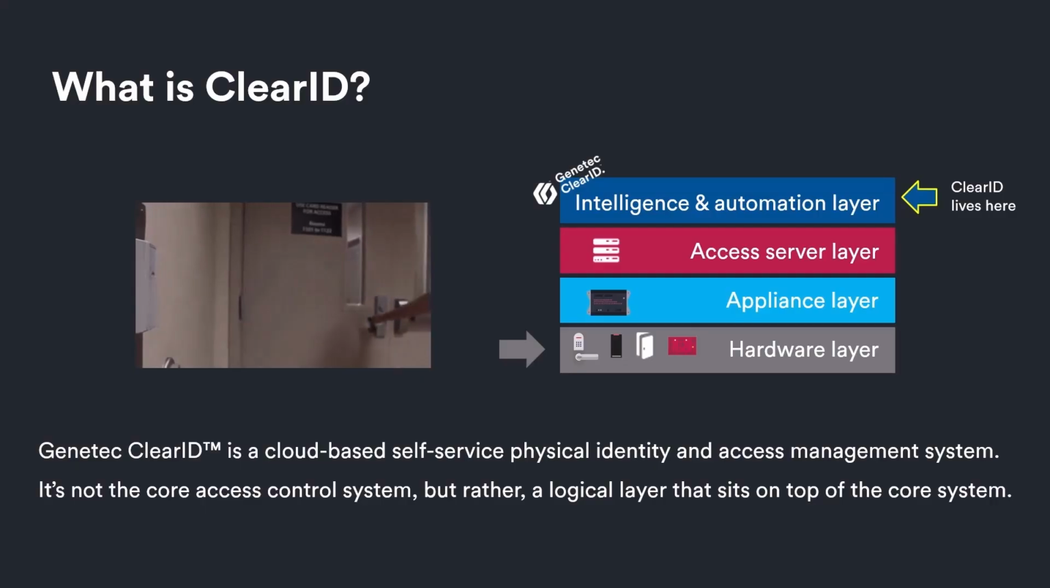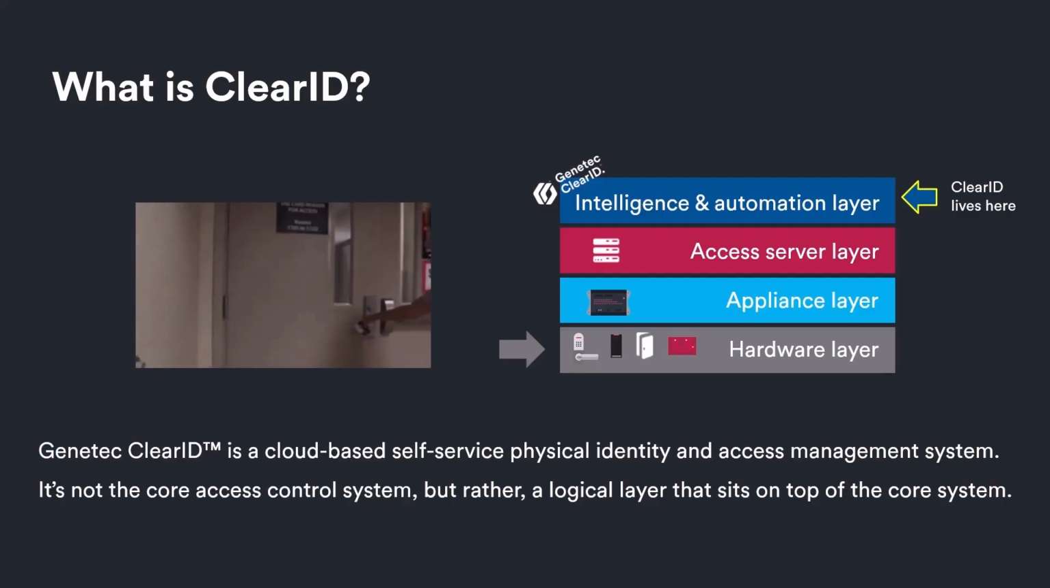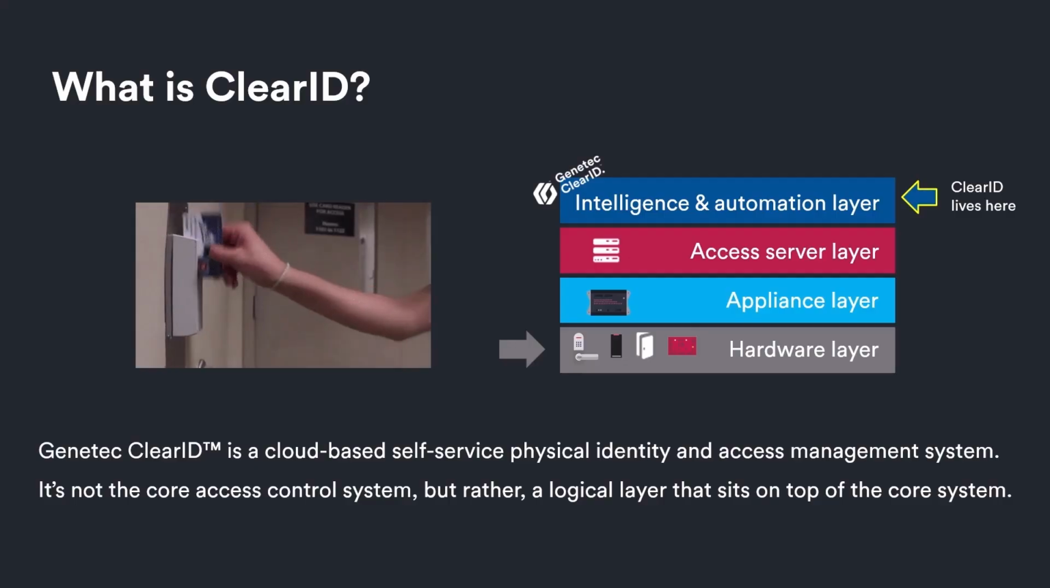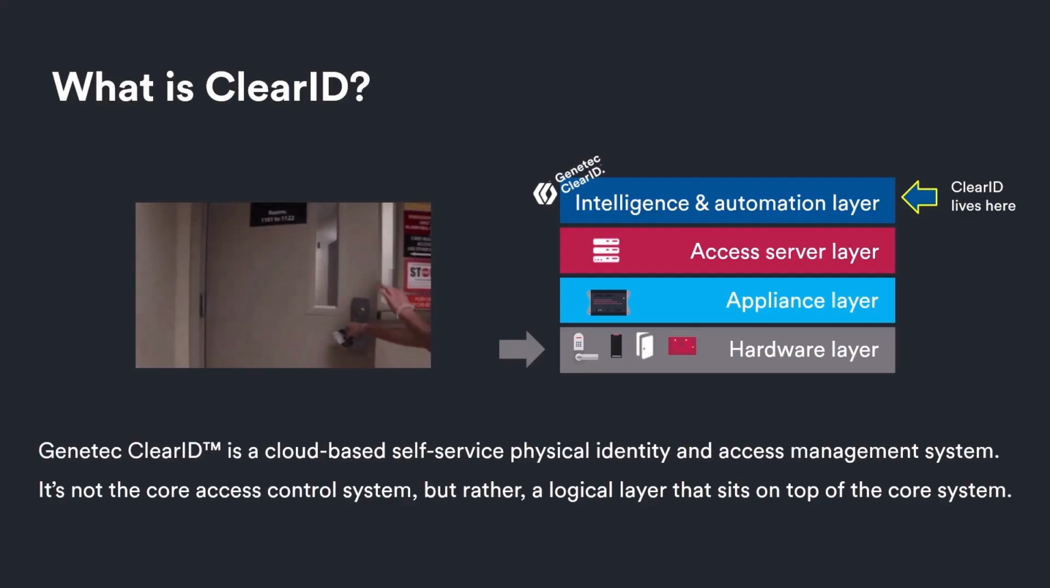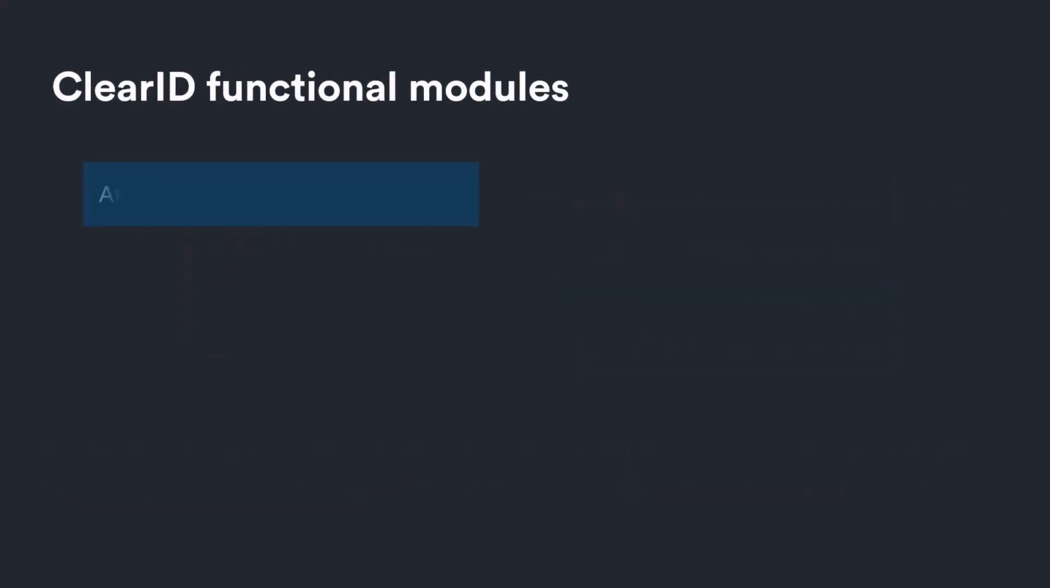ClearID is a cloud-based, self-service physical identity and access management system that is added as the top layer. It adds intelligence and automation to the underlying access control system. What kind of functionality does ClearID add to the access control system?